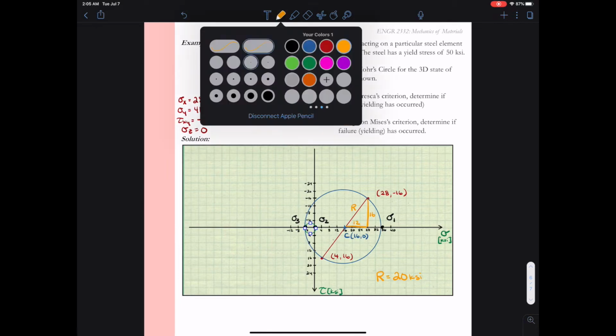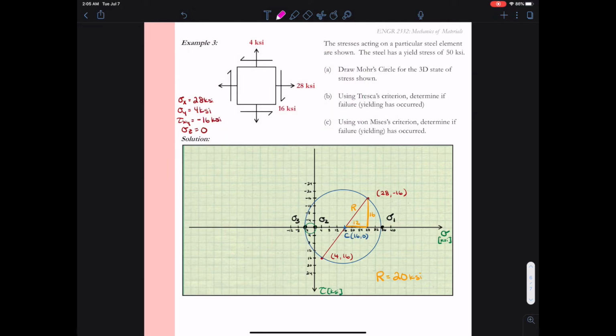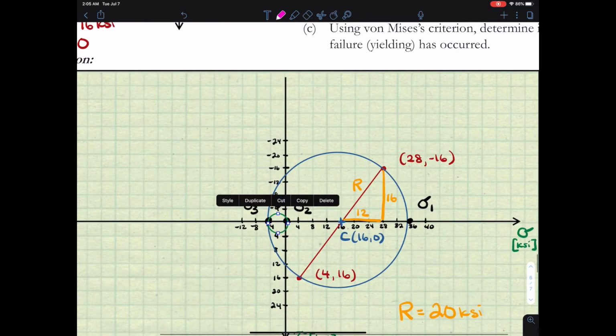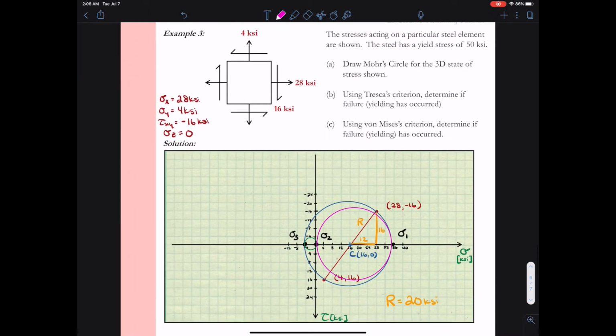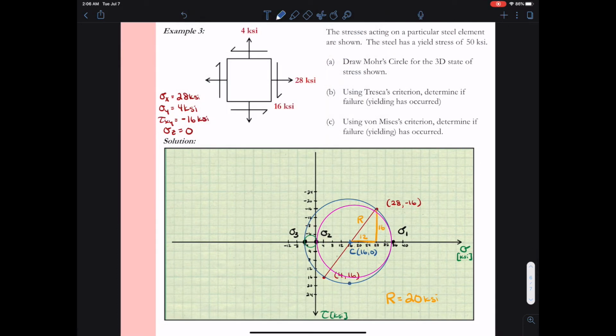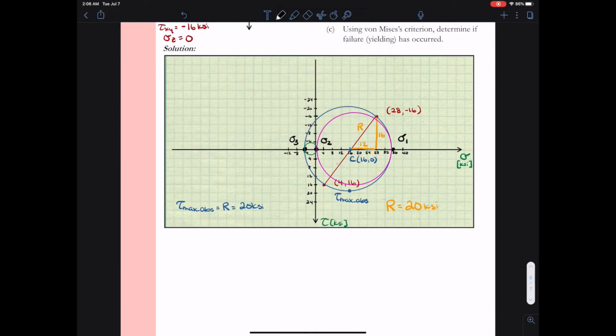Once I know my radius, I can solve for sigma 1 and sigma 3, and I also know that sigma 2 is equal to 0. I'll zoom in here to get my inner circles sketched. It's less important that we know exactly the values on these circles, but for completeness sake, I like to have the 3 circles sketched for my Mohr's circle for 3D states of stress. Once I have my 3 circles, I can easily tell that the absolute maximum shear stress will occur on the blue circle, which is going to be equal to the radius, which is 20 ksi.